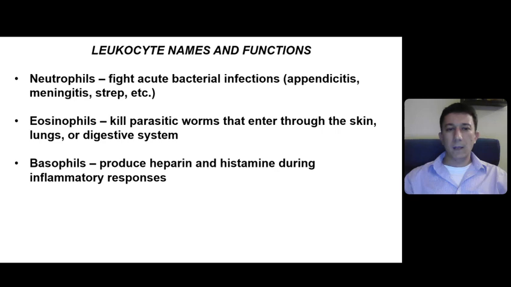And we also have, finally, basophils, and basophils function in producing heparin and histamine during inflammatory responses, which are two chemicals that we discussed earlier that help to really control various parts of the inflammation response that is carried out by the immune system.